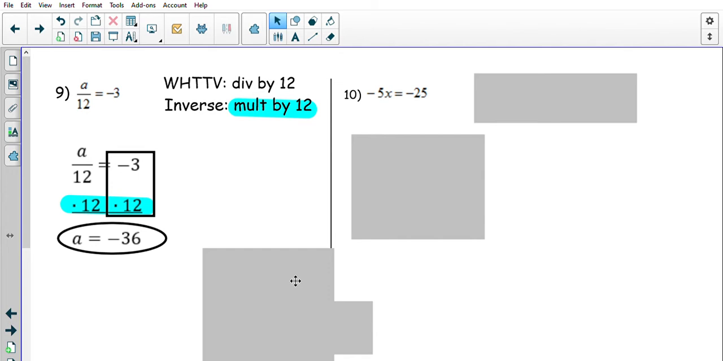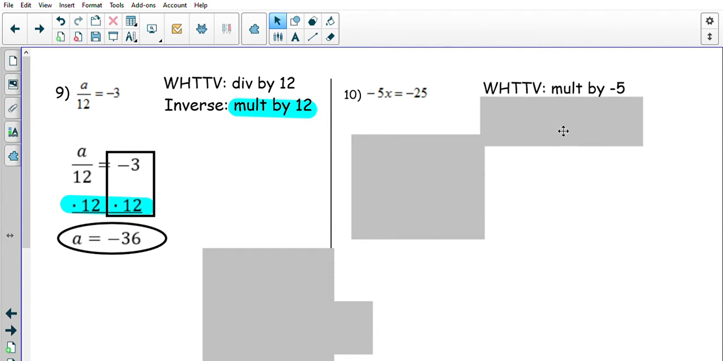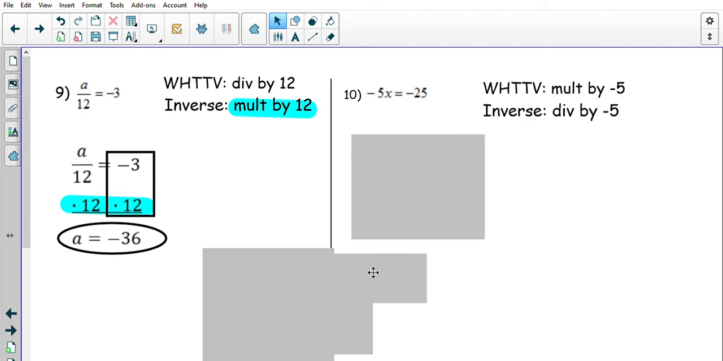All right, let's take a look at number 10. What's happening to the variable in number 10? We've got negative 5x equals negative 25. Well, it's being multiplied by negative 5 since we have negative 5 times x. What is the inverse of multiplying by negative 5? If you're thinking divide by negative 5, you're correct. Now, a mistake I see students make a lot on this kind of problem is they think, oh, I've got a negative 5 there, I should just add 5 to both sides. But what's happening to the variable is multiply by negative 5. So the inverse has to be to divide by negative 5.